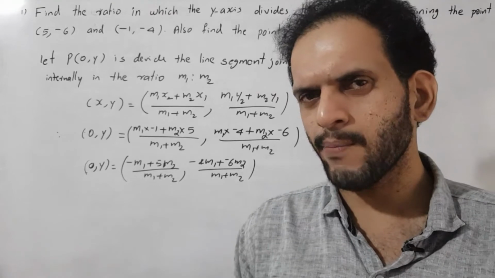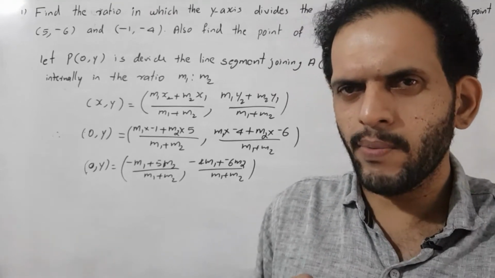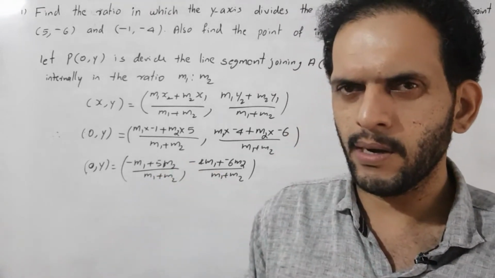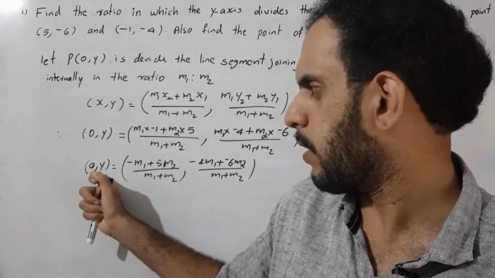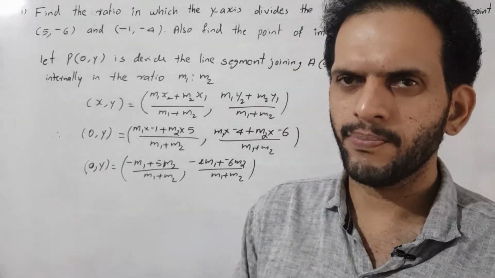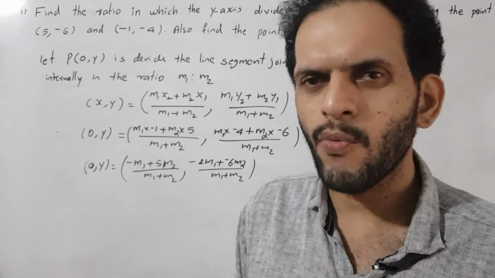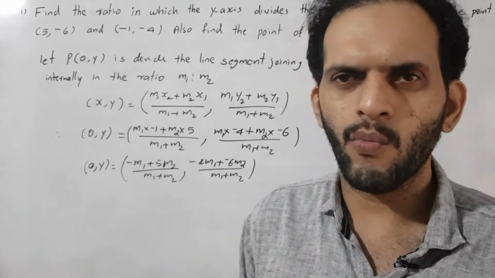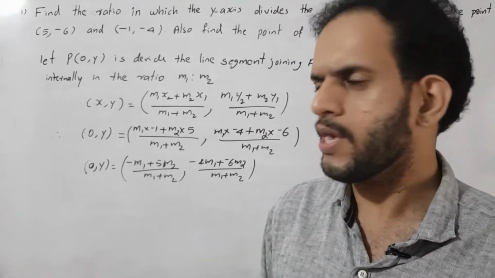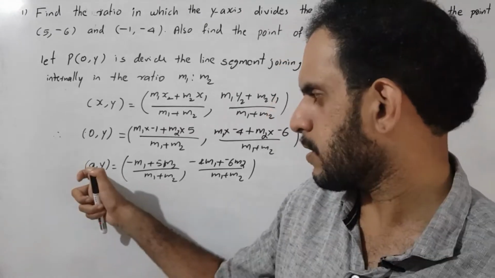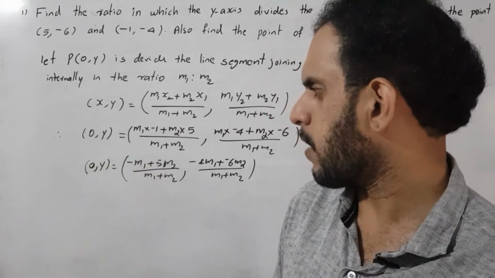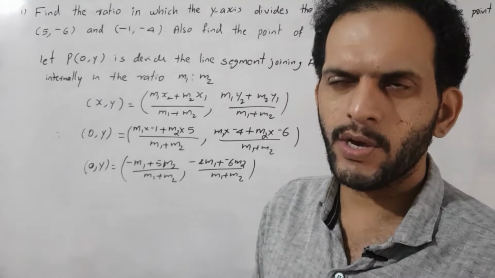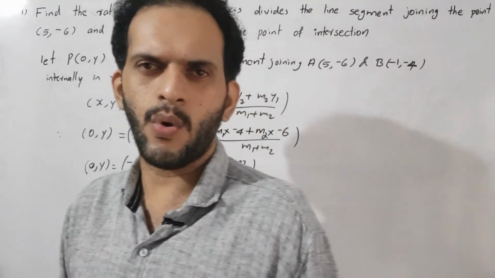m1 and m2, we cannot find the values of m1 and m2, that is, we cannot find the ratios, because we don't know the value of y. If you want to find the value of y, first we want to know the value of m1 and m2, correct? So we equalize the x coordinate, 0 and (minus m1 plus 5m2) by (m1 plus m2). Okay, we are equating the x coordinate.